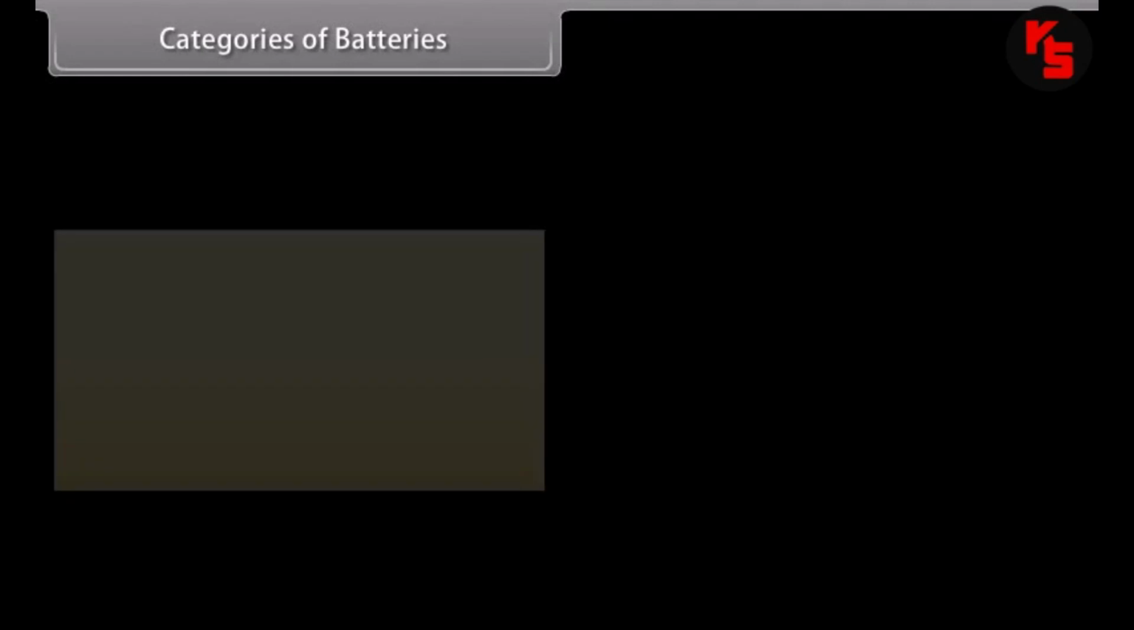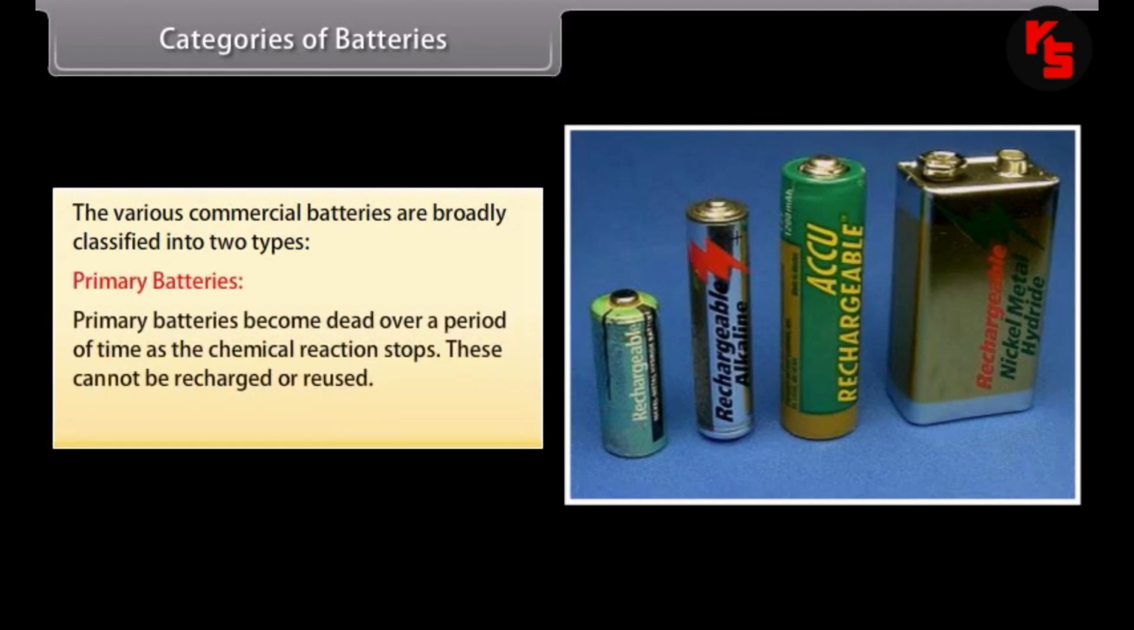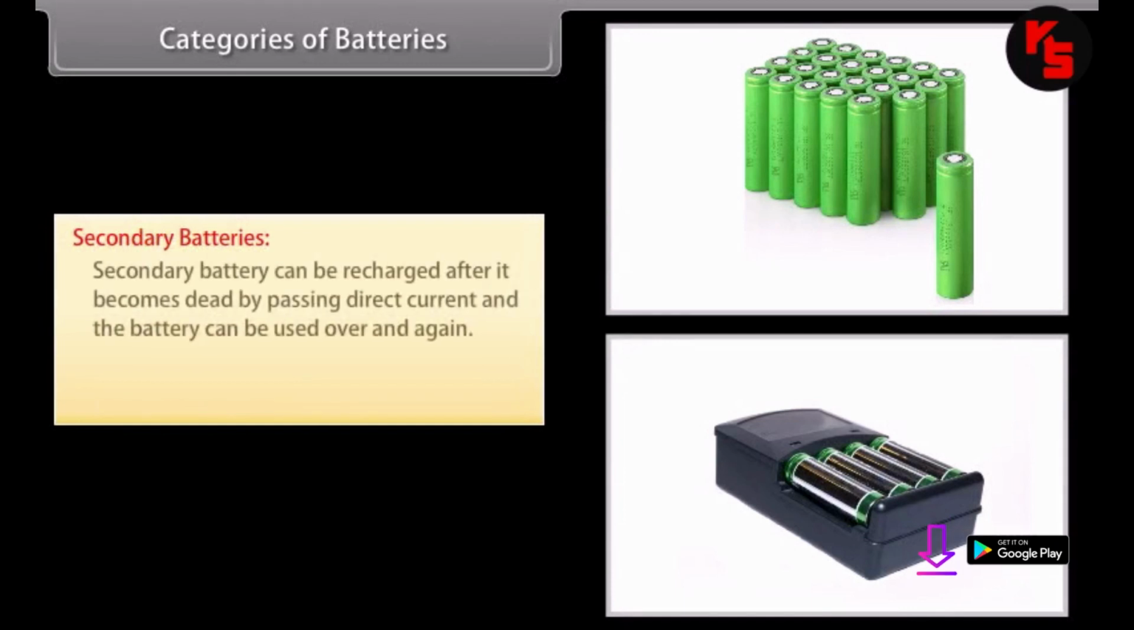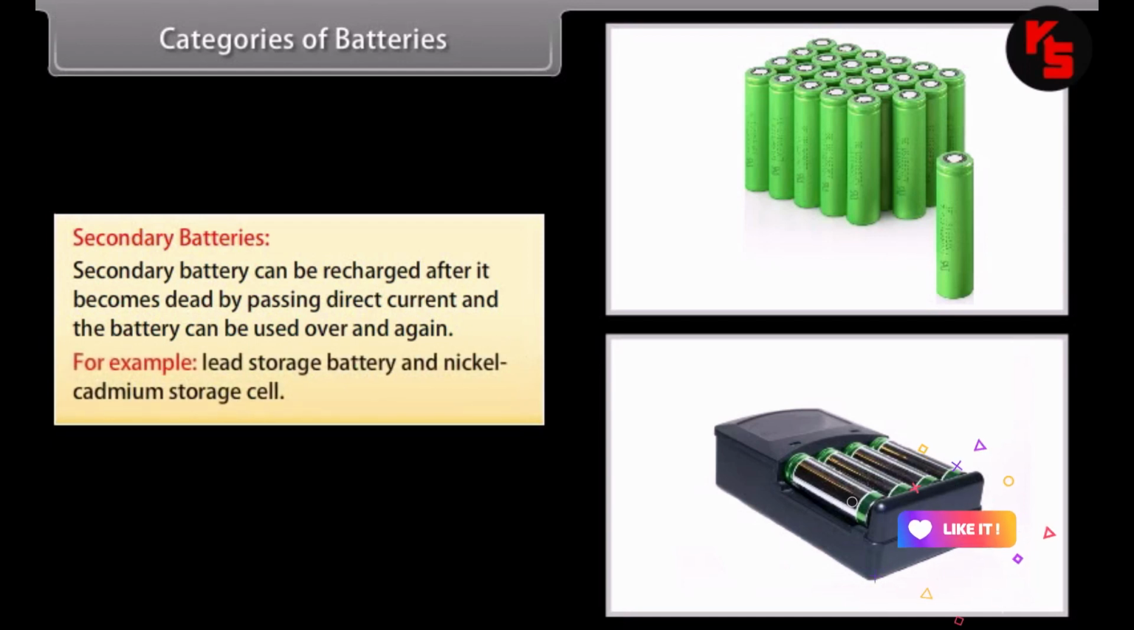Categories of batteries. The various commercial batteries are broadly classified into 2 types. Primary batteries. Primary batteries become dead over a period of time as the chemical reaction stops. These cannot be recharged or reused. For example, dry cell and Mercury Cell. Secondary batteries. Secondary battery can be recharged after it becomes dead by passing direct current, and the battery can be used over and again. For example, lead storage battery and nickel-cadmium storage cell.